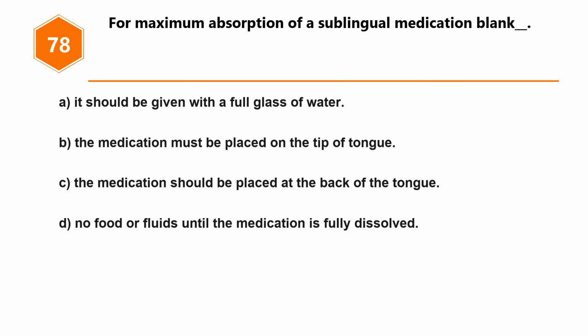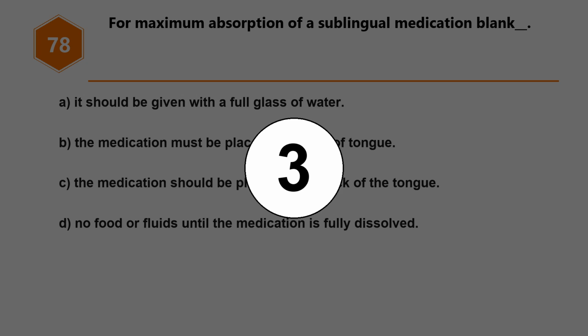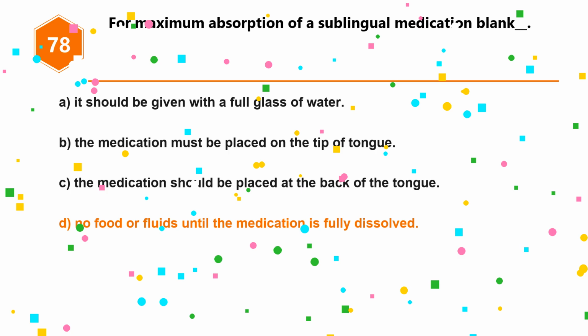Question 78. For maximum absorption of a sublingual medication, blank. Option A. It should be given with a full glass of water. Option B. The medication must be placed on the tip of the tongue. Option C. The medication should be placed at the back of the tongue. Option D. No food or fluids until the medication is fully dissolved. The correct answer is option D. No food or fluids until the medication is fully dissolved.